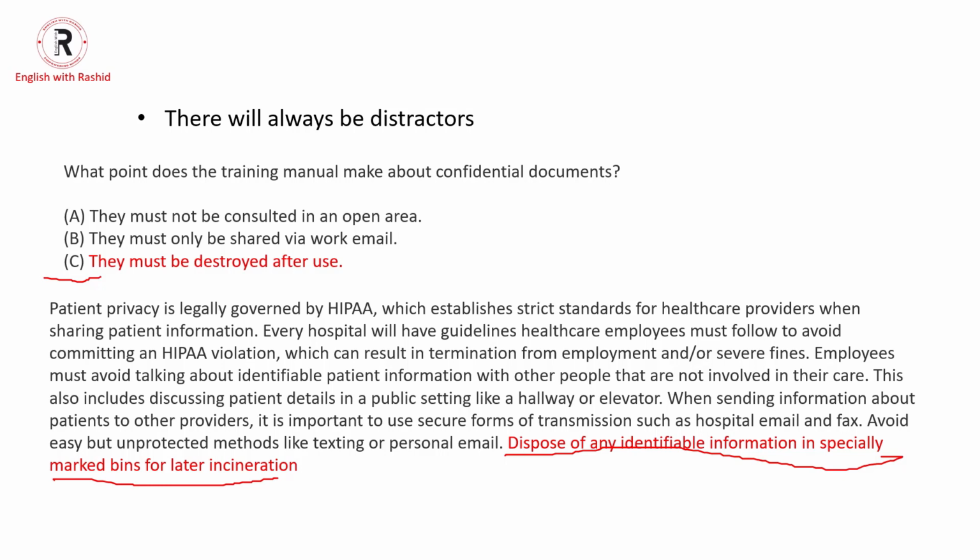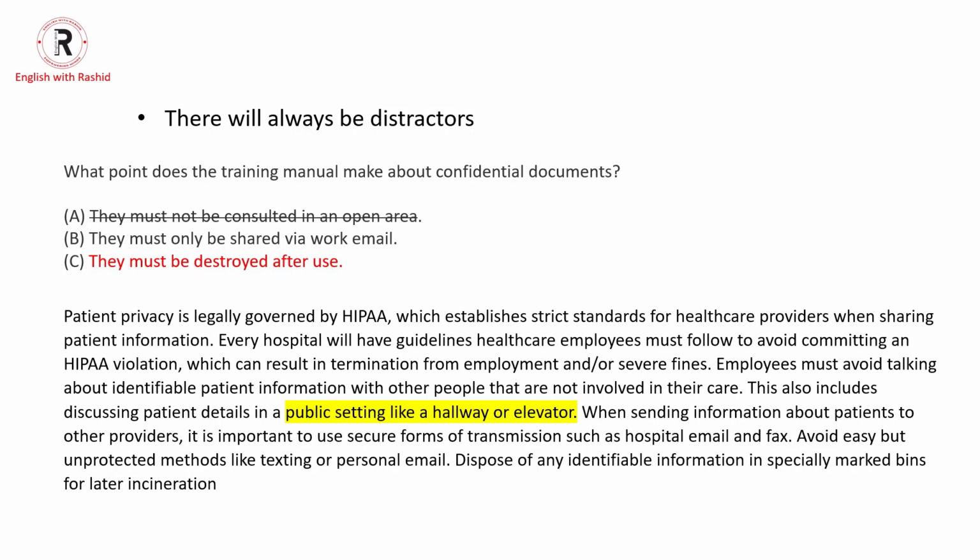If we move to the first distractor, as you can see, it's very close. Option A says they must not be consulted in an open area. Now this text, which has been highlighted in yellow, looks very similar, very close in meaning, but it's not the answer. Look at it closely. The option says they must not be consulted in an open area. But the text highlighted says public setting like a hallway or elevator.